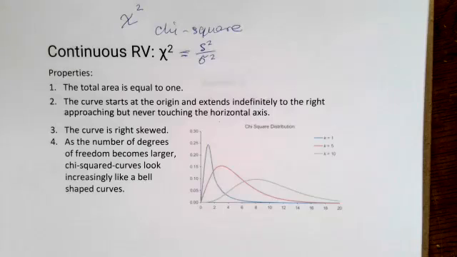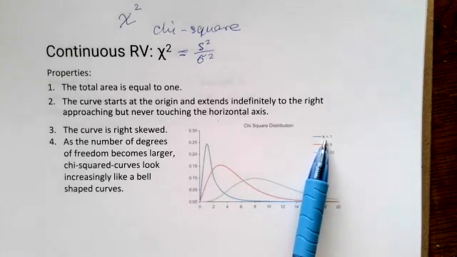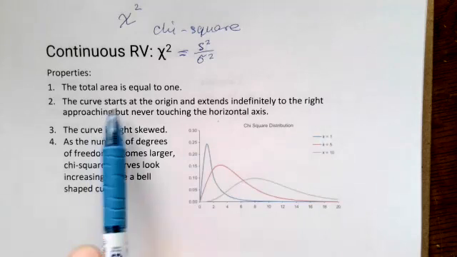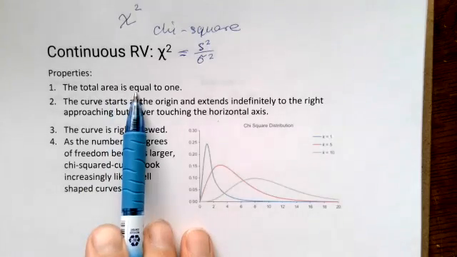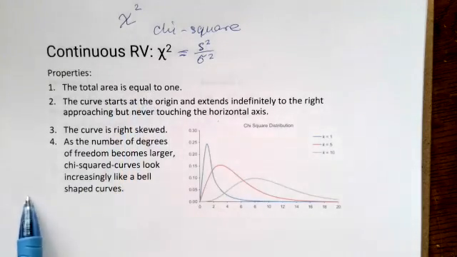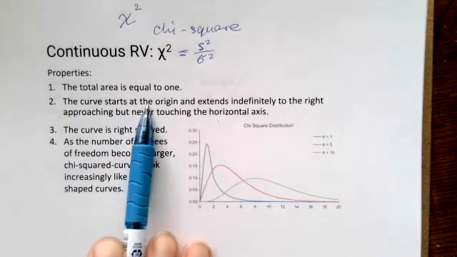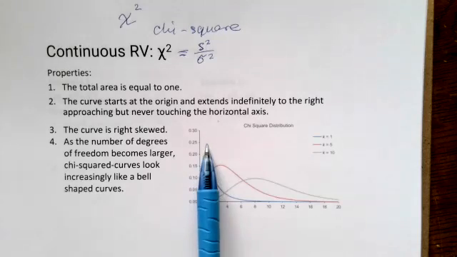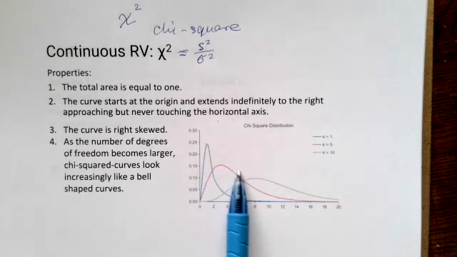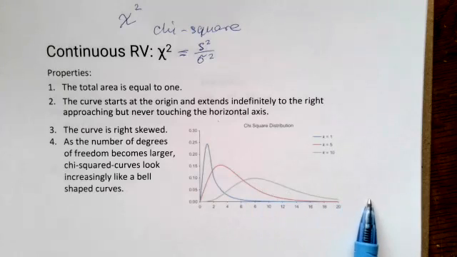Its shape also depends on degrees of freedom, just like with the t-distribution, which in this case we're going to call k. That parameter that it depends on, we're going to call k. As with any density curve, the total area is equal to 1. The curve starts at the origin and the majority of values are going to be closer to 0, and it extends indefinitely to the right. So we say it's skewed to the right.